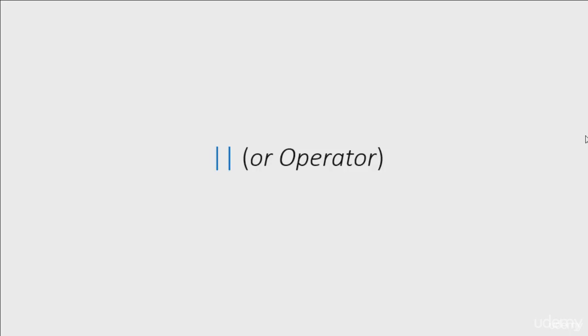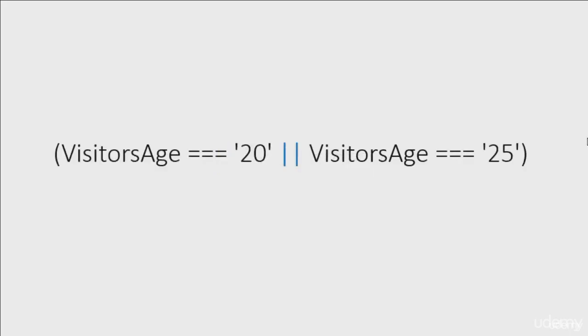So let's take a look at a piece of code that will actually work this way. What this line of code is saying is that if our visitor's age is equal to 20 or 25, then this test equals true. With this operator, we just need one test to be true in order for our program to run. If one of these conditions is true, then the whole condition as a whole is true as well, even if one of them ends up being false.